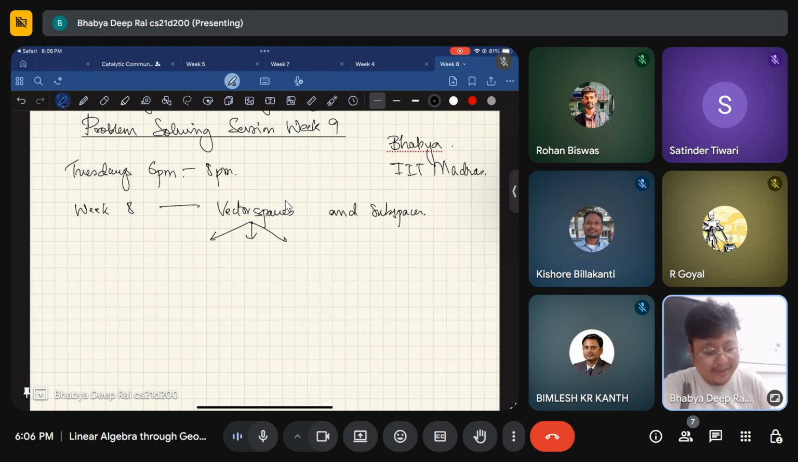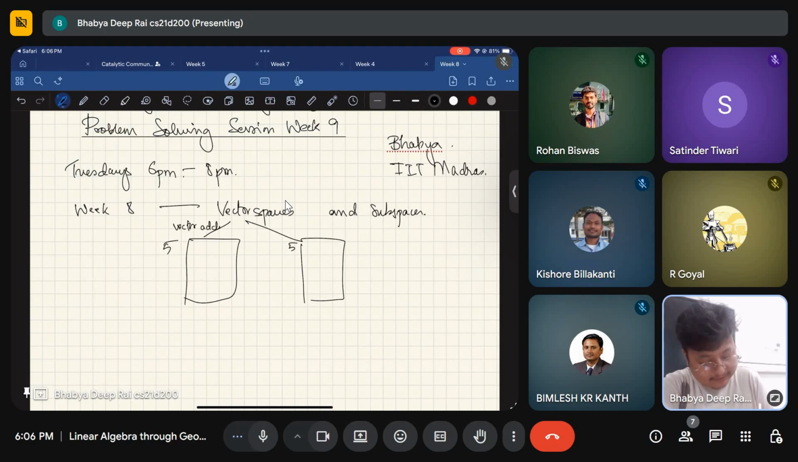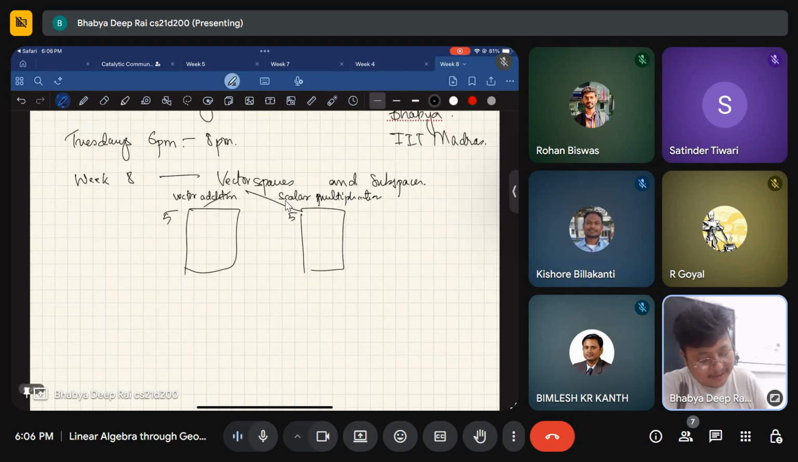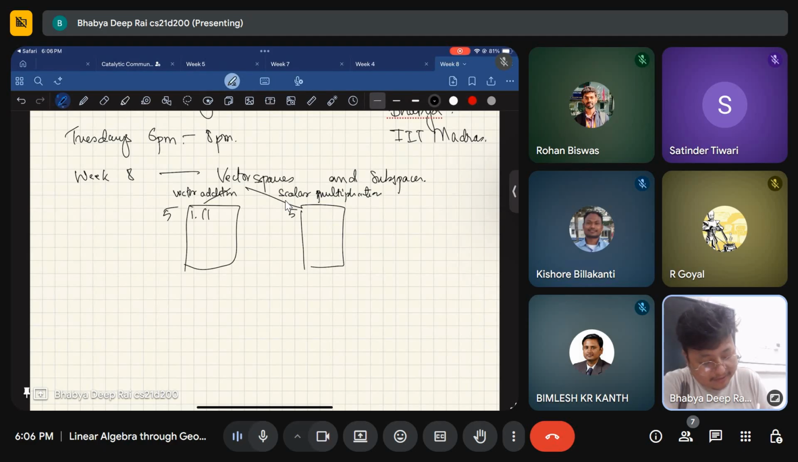algebraic objects which satisfy certain properties, and you may have seen in the lectures, there are 10 properties. There are 5 properties related to vector addition, and 5 properties related to scalar multiplication, out of which the most important are closure under addition and closure under scalar multiplication.